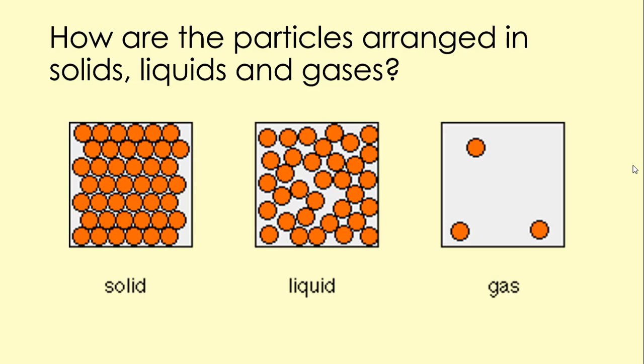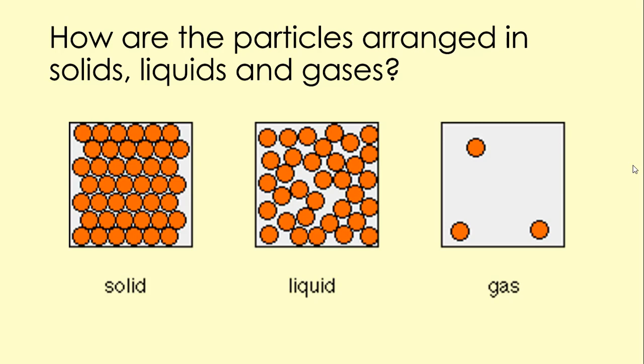So hopefully you've drawn something like this. In a solid, you've got nice, neat, ordered rows of your particles. In a liquid, you've got a more random arrangement. I like to use the word higgledy-piggledy, but it's not used very often, so random would be better to write in an exam. And in a liquid, even though they're random, they're still quite close to each other. So there's slight gaps in between them, but not much. The gaps between them shouldn't really be any bigger than the particle itself.